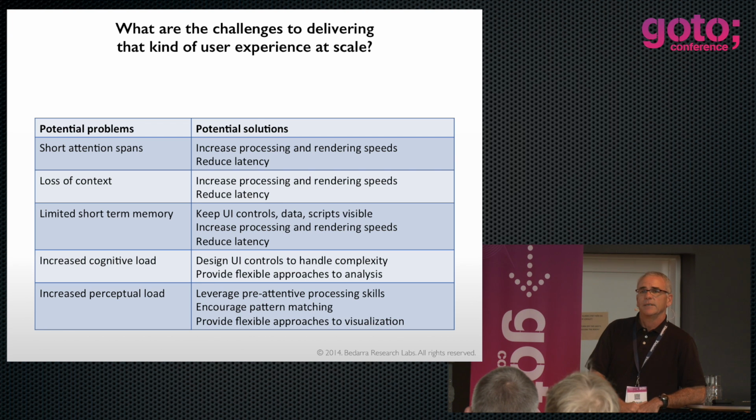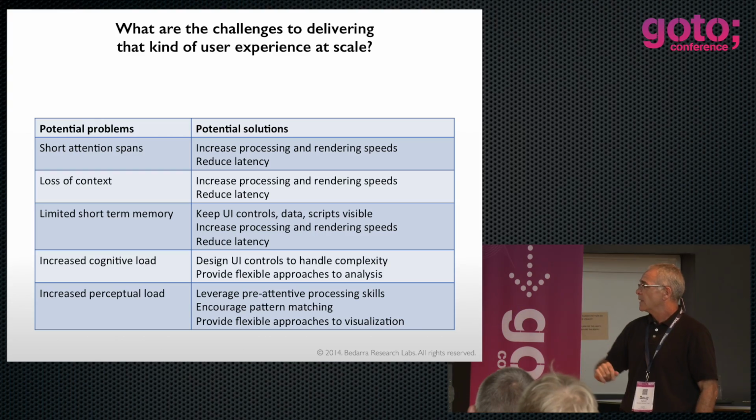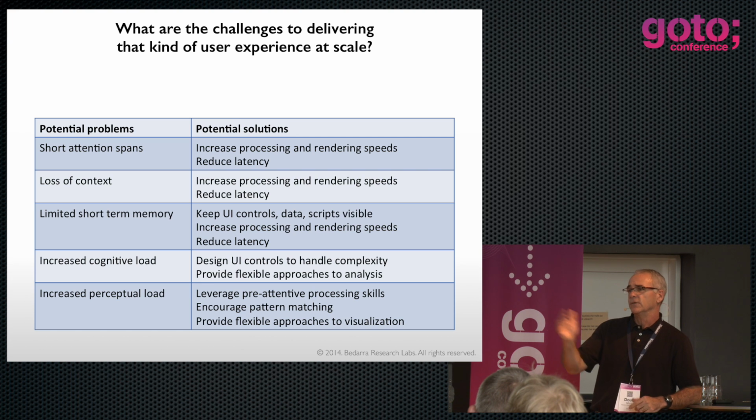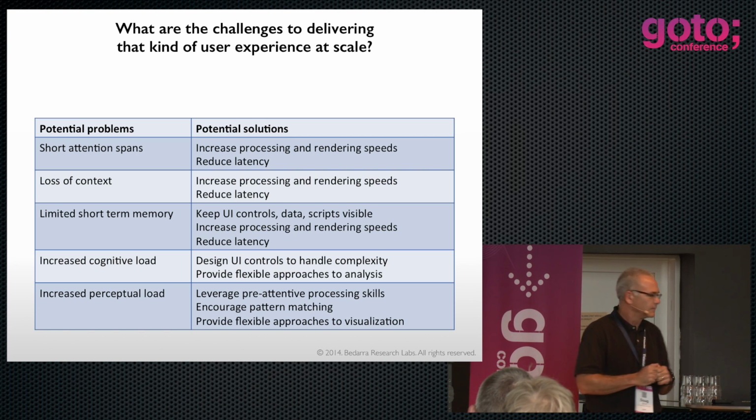Things like loss of context. If you're waiting too long, you can forget what you were waiting for and what you were looking for. Other things like limited short-term memory. We don't want to bury people; you want to keep the interface in your face so you can still remember what you're trying to do. There's increased cognitive load because you're now dealing with more complex data, so you have to make your controls smarter, and I'll show you some examples of this. And you've got increased perceptual load because you're trying to look at lots of data, so you've got to use different techniques and pattern matching techniques to make sense of it.